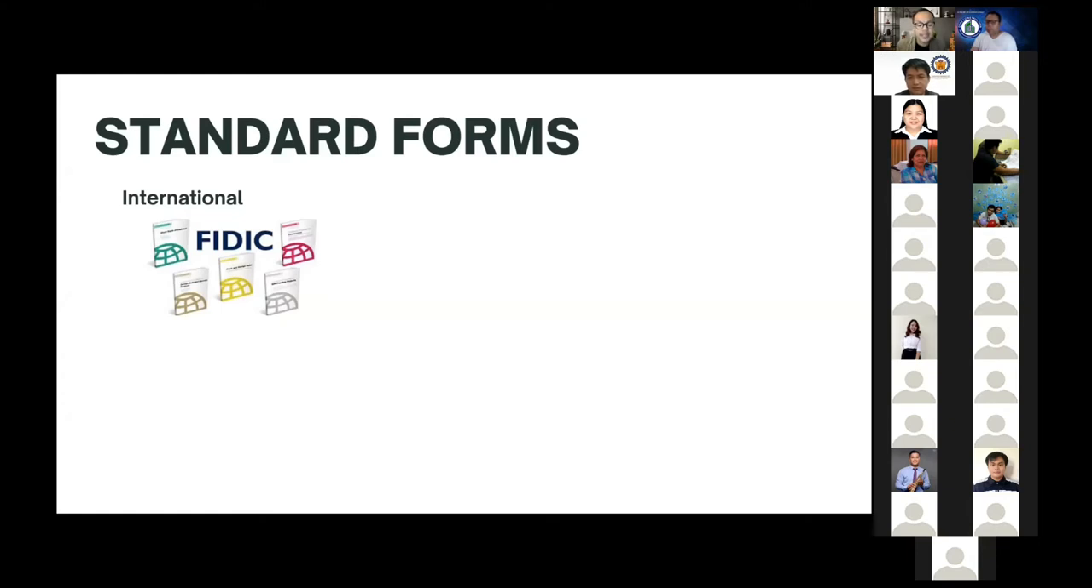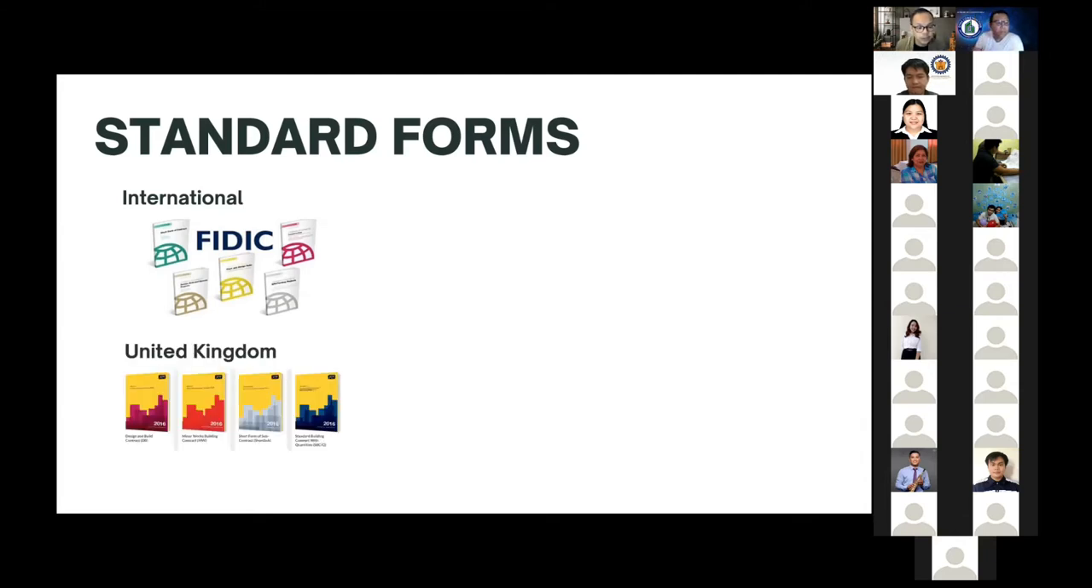FIDIC contracts currently has 5 iterations, which suits traditional procurement for the Red Book, design and build procurement for Yellow Book, design, build, operate, EPC, or what we call turnkey contracts, and that will be for Silver Book, and a short form of contract, which is the Green Book. The second most popular standard forms of contract is the JCT, or the Joint Contracts Tribunal. The JCT suite of contract is one, if not the most, popular standard form of contract used in the United Kingdom.